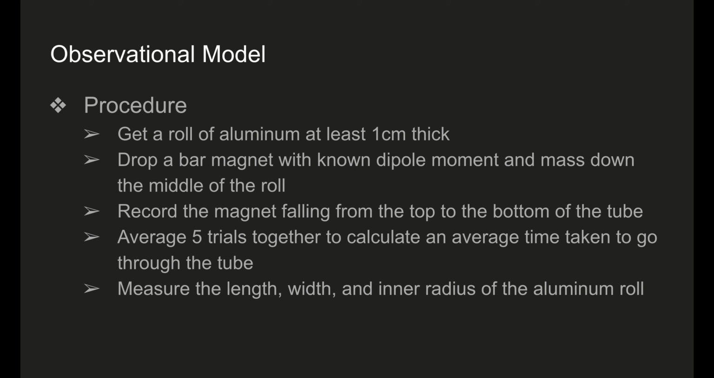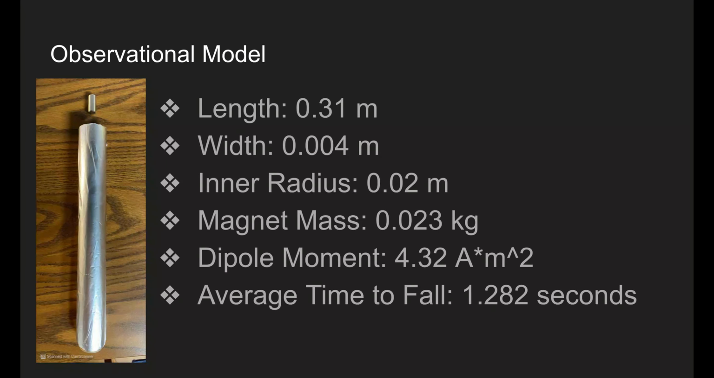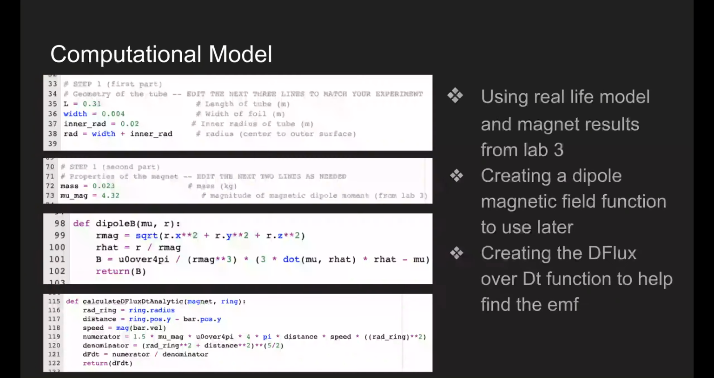For the observational model in real life, you basically just want to get an aluminum tube like this one, and then a bar magnet, and then drop the magnet through the tube, record 5 trials, and take the average time taken to fall. And here are some of the measurements I took for the aluminum tube and the average time to fall, as well as some properties of the magnet that I found from Lab 3.